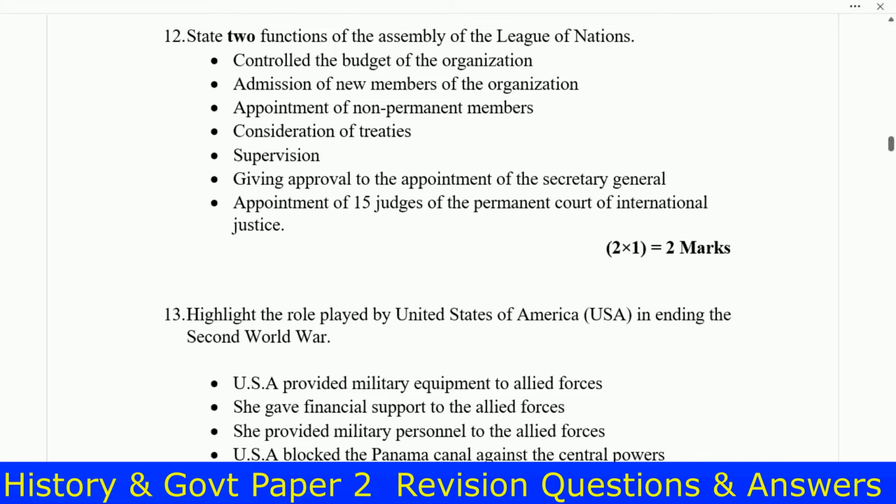Number 1, controlled the budget of the organization. Next, admission of new members to the organization. Next, appointment of new permanent members. Next, consideration of treaties. Next, supervision. Next, giving approval to the appointment of the Secretary General. Next, appointment of 15 judges of the Permanent Court of International Justice.